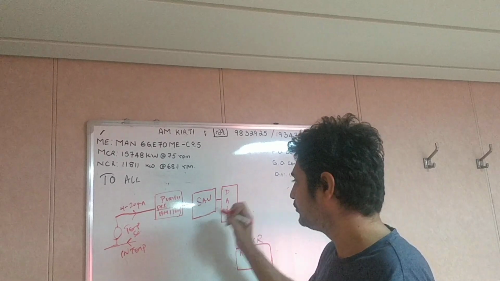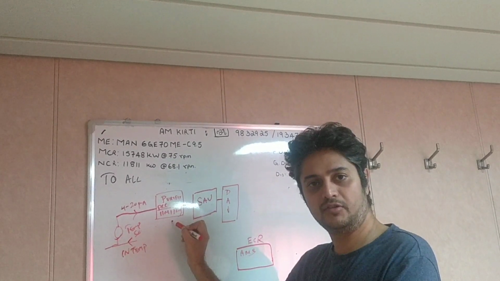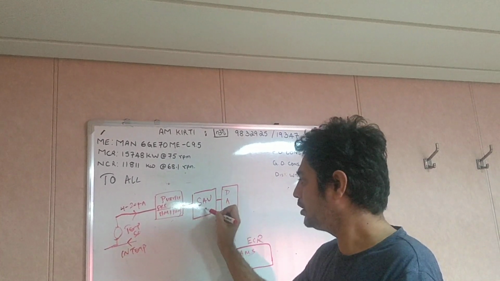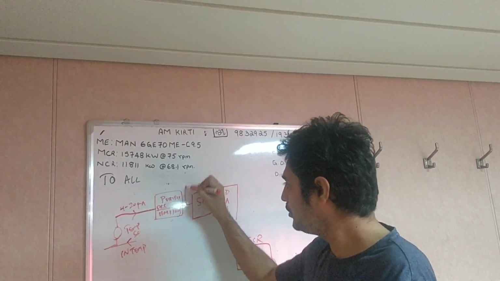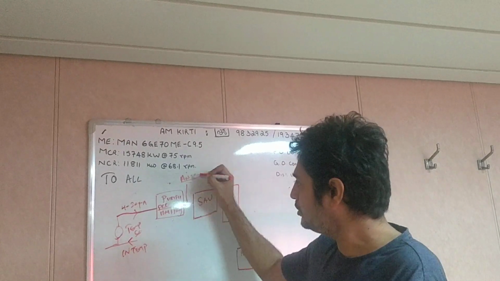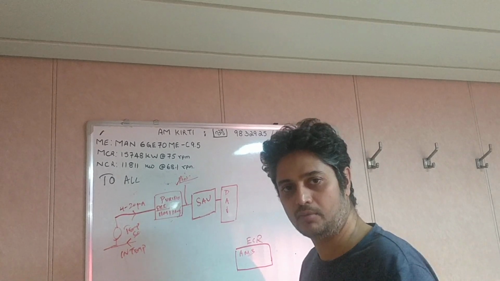Okay, the sensor's output will go to the purifier PLC module. From the PLC module, the signal will go to the signal acquisition unit. This also will be in terms of analog signal. This also is an analog signal. Analog signal means you can imagine 4 to 20 milliamps.